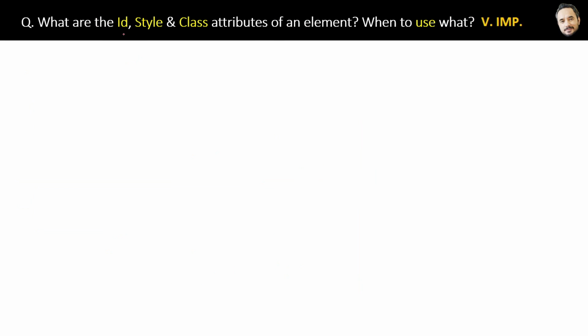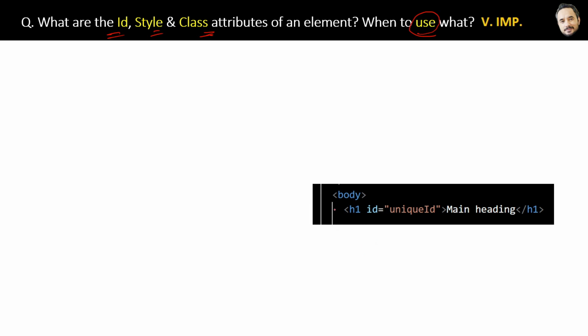What are the ID, style and class attributes of an element? The more important thing is when to use what. Now maybe you already know these attributes, but let's just revise quickly. These are like the most important and most common attributes of any element. Here you can see the HTML body with an h1 tag and the ID attribute. The first answer is the ID attribute is used to uniquely identify an element on a page.